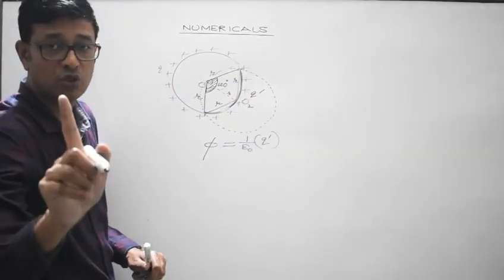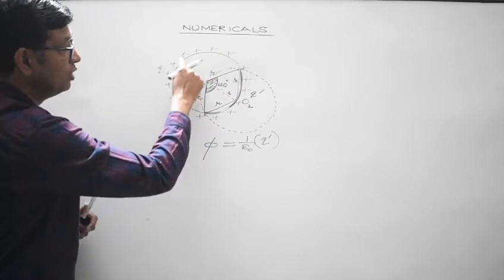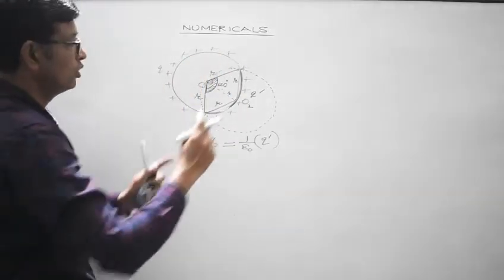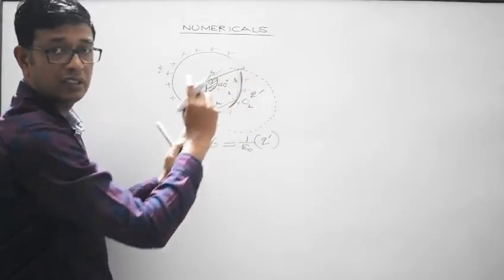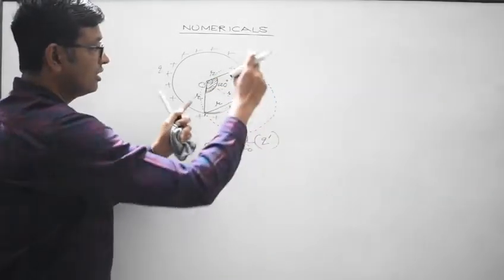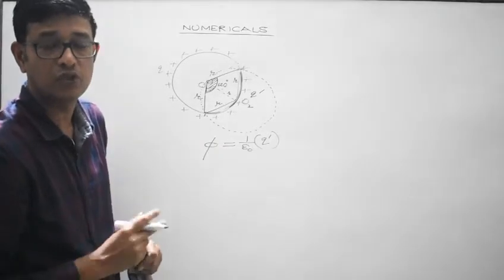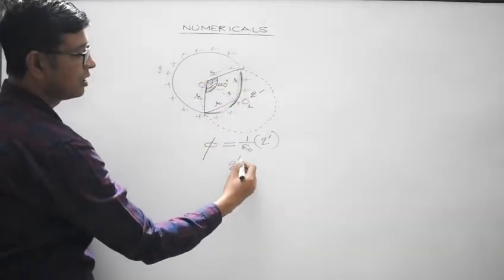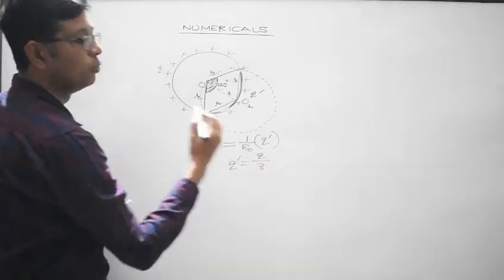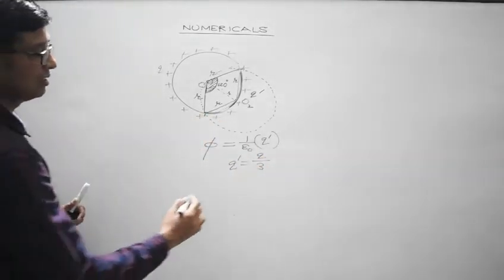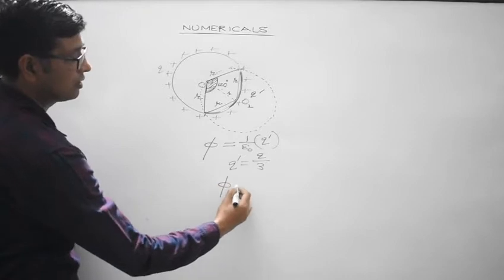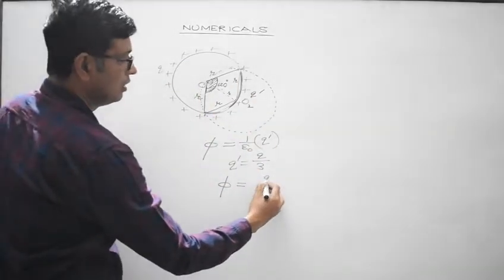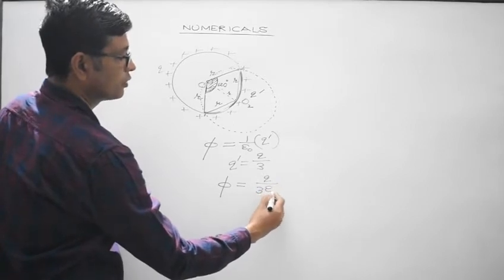And as per the question, charge Q is uniformly distributed throughout the circumference of the ring. So if the length of the ring enclosed is L by 3, therefore the charge enclosed by the Gaussian spherical surface would also be 1/3 of the total charge. So Q dash must be equal to Q by 3. So as a result, the electric flux associated with the spherical Gaussian surface would be Q by 3 epsilon.